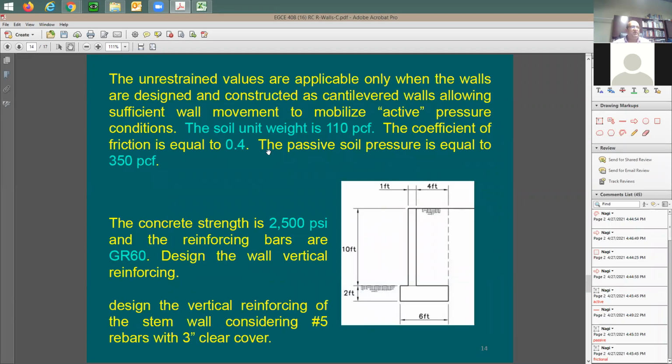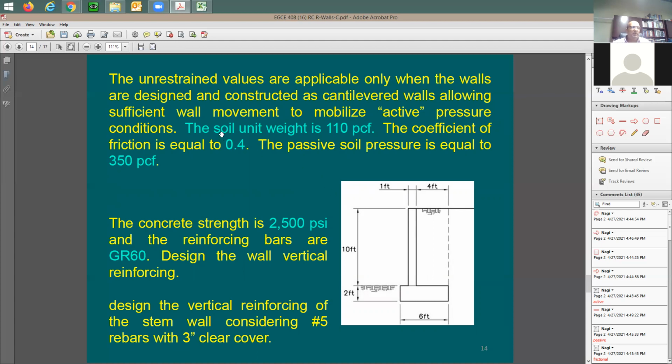It shows here some discussion about the reason for this unrestrained versus restrained. Unrestrained is going to be for this cantilever system like this wall. Restrained is going to be for this system of a basement, when you have a basement and then you have a concrete slab on the top.